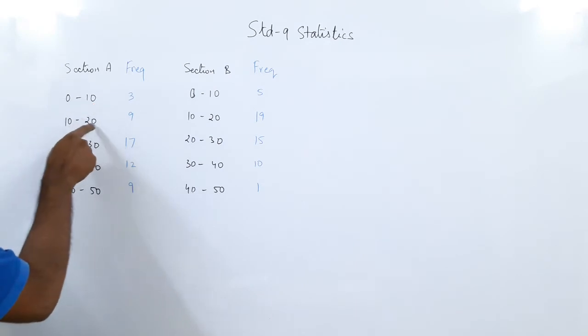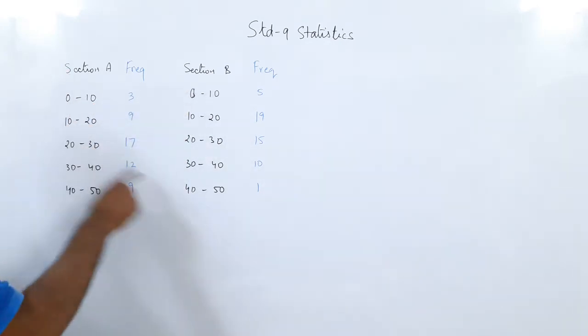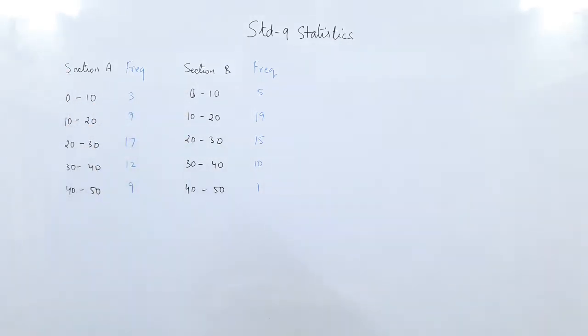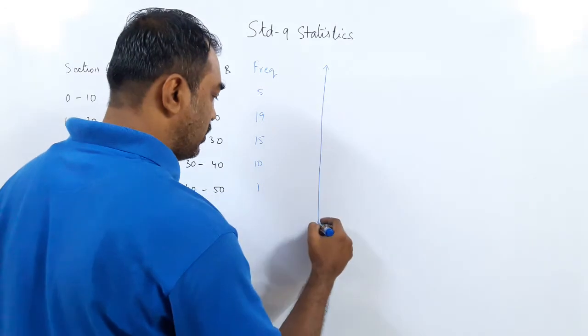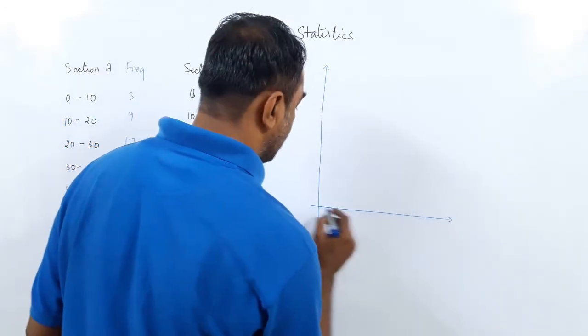0 to 10, 10 to 20, 20 to 30, it is continuous. So in both the cases the data is continuous, so there is no adjustment to be done. So we can directly start to draw this. We draw the y-axis line, the x-axis.